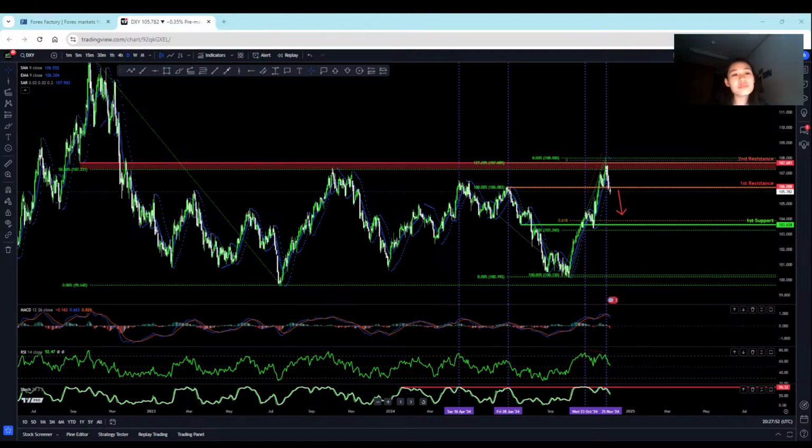Okay, there was a bit of a pullback after Trump announced the nomination of the hedge fund veteran Scott Bessent as Treasury Secretary. Yeah, I think probably because he has a more traditional approach towards economic policy, so that contributed a little bit to that pullback.